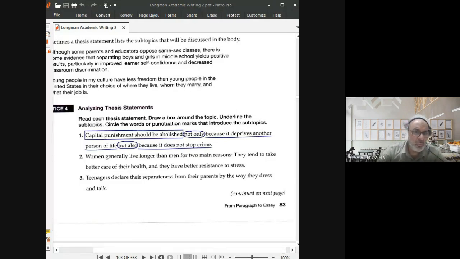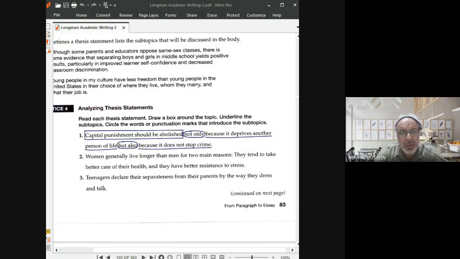This is the first issue. The second issue I disagree with is that the writer put a square around capital punishment should be abolished. This is not the topic. Actually, this is a complete sentence. It has the topic and at the same time it has the controlling idea, the main opinion about the topic. Then, sentence number 2.